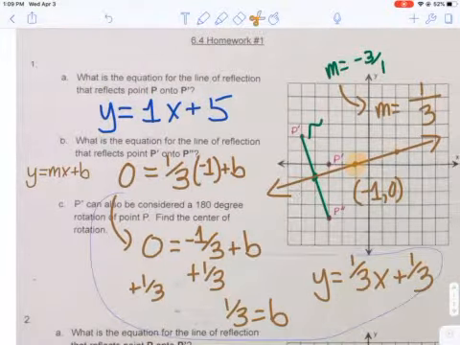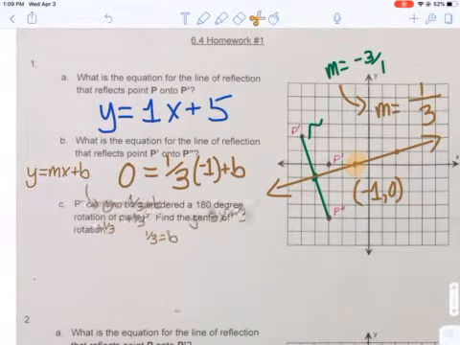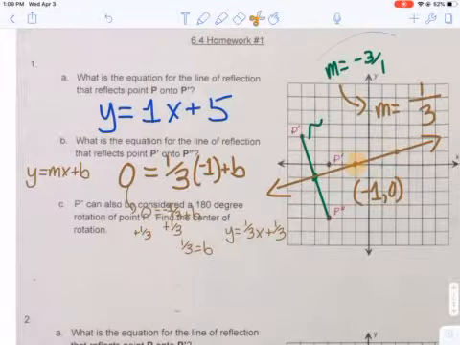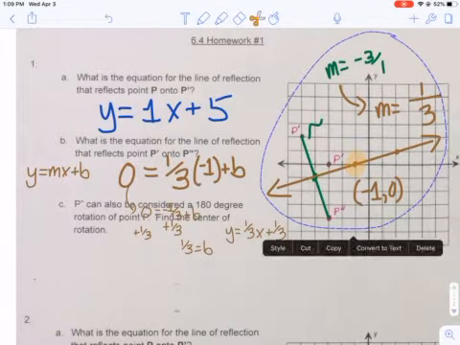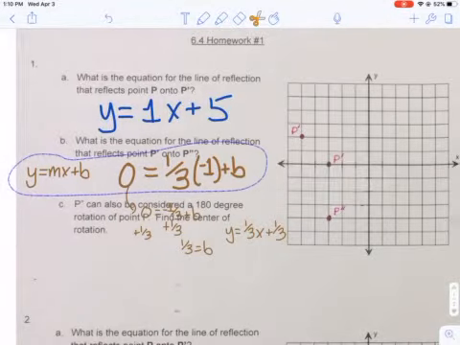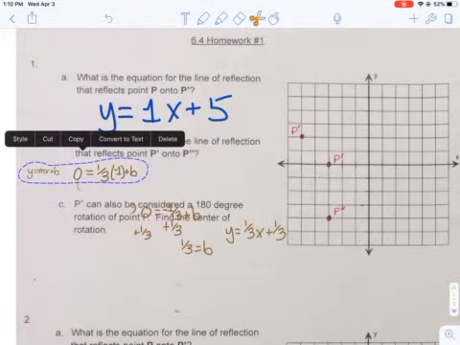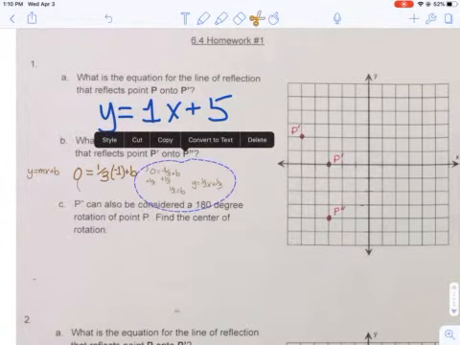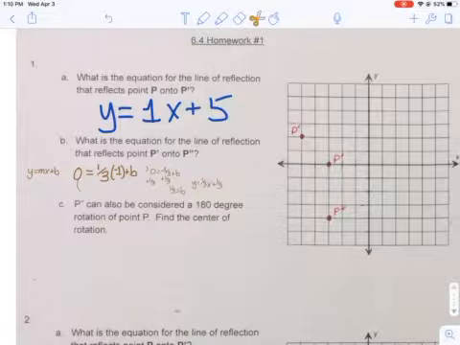So I'm going to shrink this down, and as you're going to see, we're going to do a bit more here. So I'm going to get rid of this. And last, but by no means least, I'm going to be doing the last part here, which is about lines of rotation for 180 degrees. It says P2 can be considered a 180-degree rotation of P.